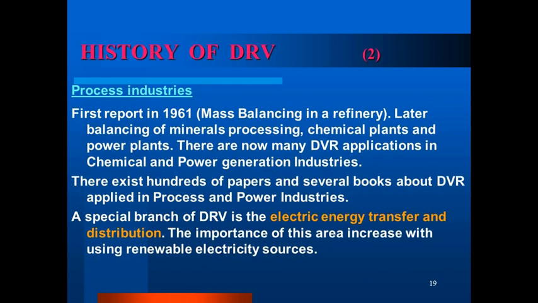The first use in industry dates to 1961, when data reconciliation was used for yield accounting in a refinery. Later it was used in balancing of minerals processing, chemical plants and power plants. There are now thousands of data reconciliation and validation applications in chemical and power generation industries. There exist hundreds of papers and several books about data reconciliation and validation applied in process and power industries.